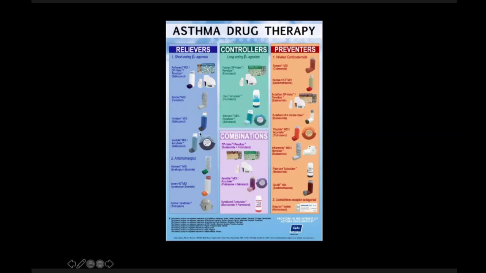So they are usually color-coded green or blue. Then when we take the anti-inflammatory medications, we call them preventers. You don't get an immediate effect because they are anti-inflammatory. They don't have any quick bronchodilator effects, and they are color-coded brown, orange, or sometimes purple. Then we have combinations of these: the same inhaler carrying bronchodilator as well as anti-inflammatory preventer medications. They have different color coding.